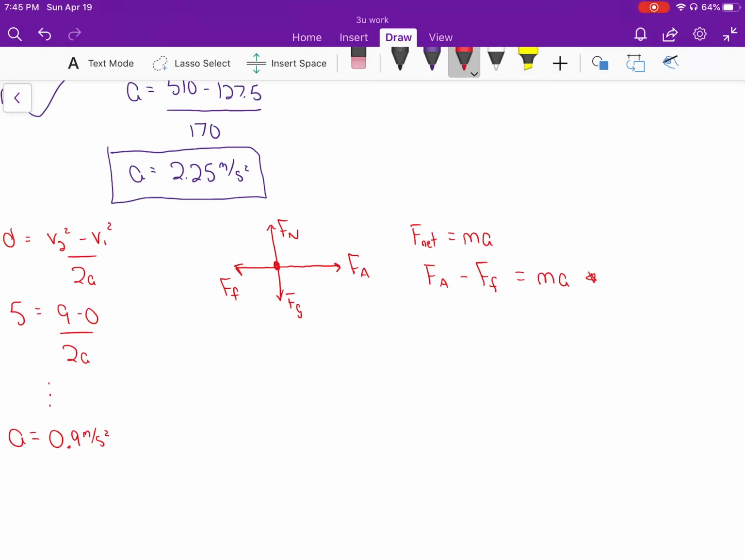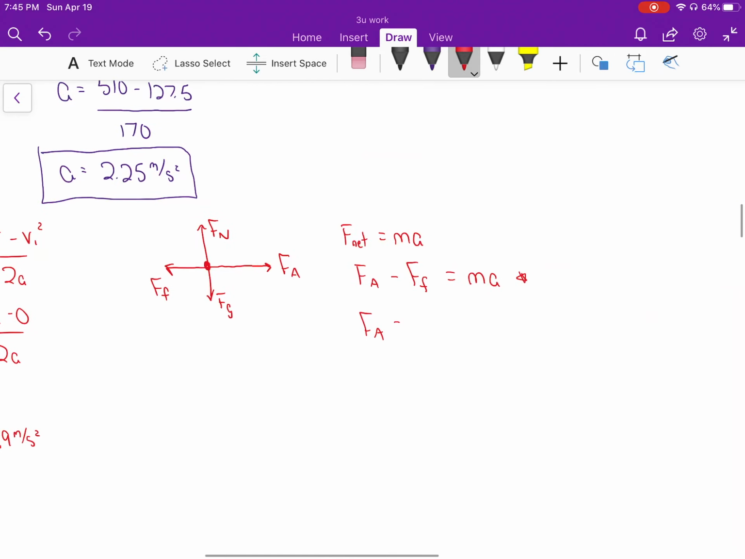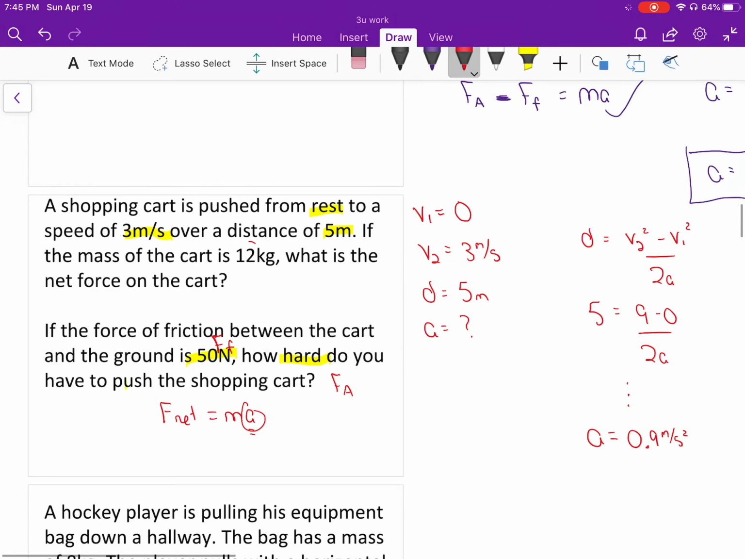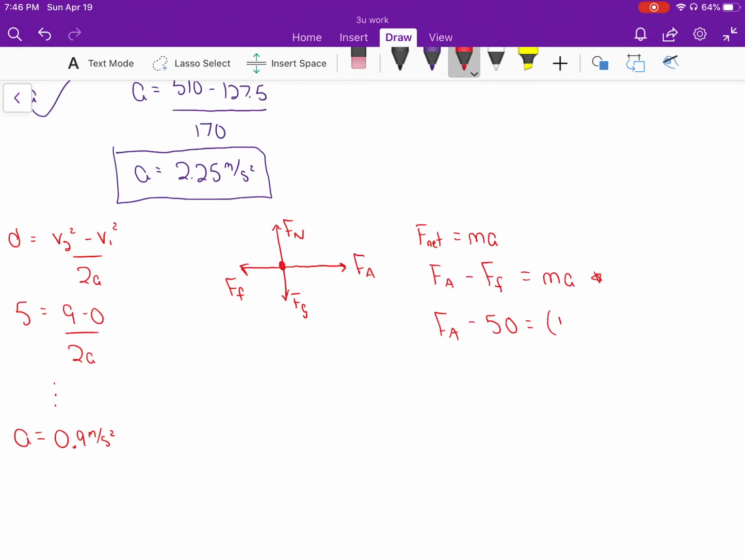For this one, we don't know the F applied. The friction, just sliding back one more time, was 50. So I don't know for the F applied, take away 50 equals the mass. Oops, I forgot the mass as well. The mass this time was 12 kilograms. And the A, we had to do that kinematics work. The A we just figured out was 0.9. So F applied, take away 50, equals 10.8.